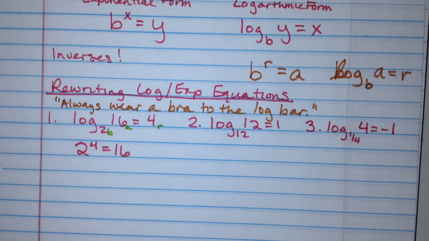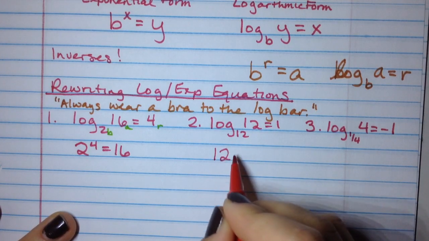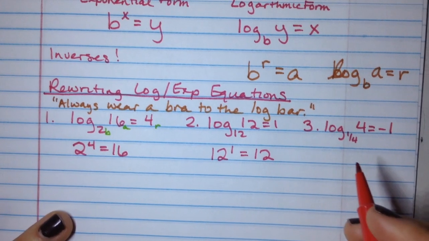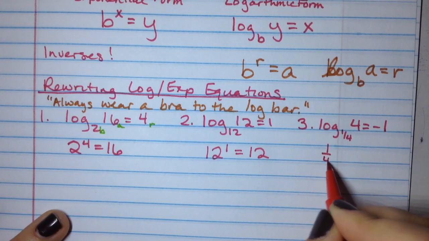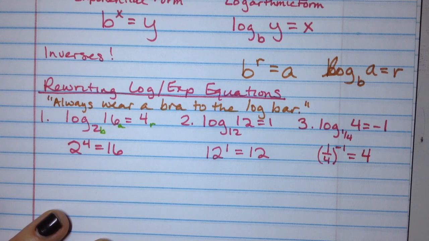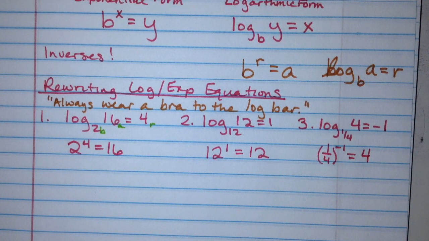When you say to yourself, always wear a bra to the log bar, we would rewrite these as: this is B-A-R, so this is B-R-A. Makes sense. 12 to the 1st power is 12, that's true. And we try again. Log bar, so B-A-R. That's also true. Anything to a negative power is going to flip your fraction, which would give you 4 over 1 or 4.